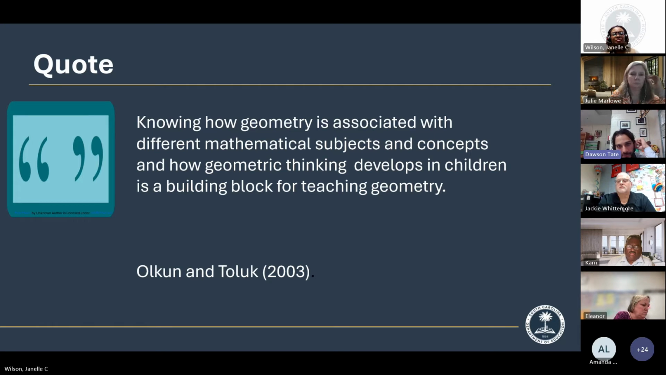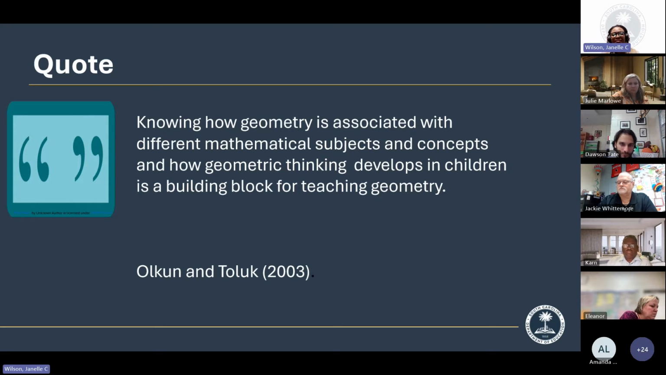Something that sticks out to me is just talking about how geometry is associated with different math subjects. I think a lot of times people have always given geometry a bad rap because they're like, oh, it's just one class and it doesn't relate to anything else. But especially now teaching it, I see how it's connected to so many different types of math. Good, thank you. It is.